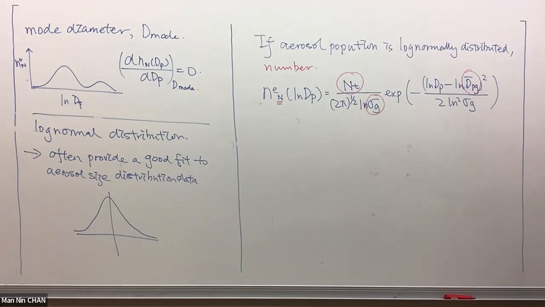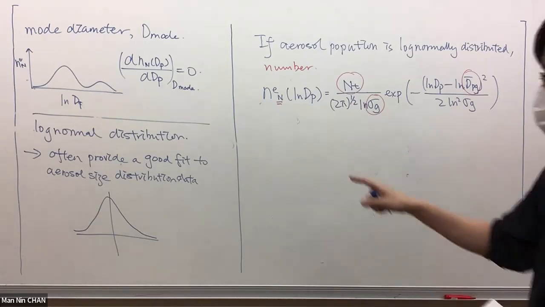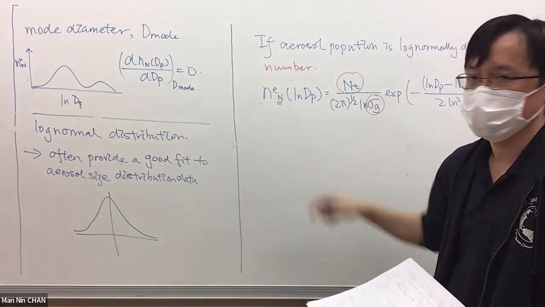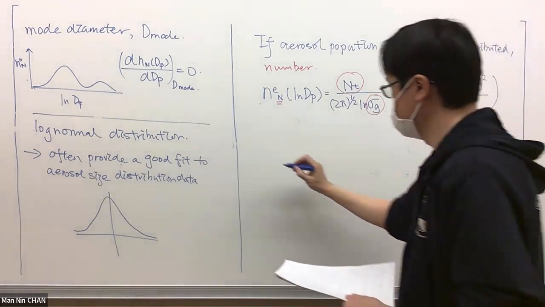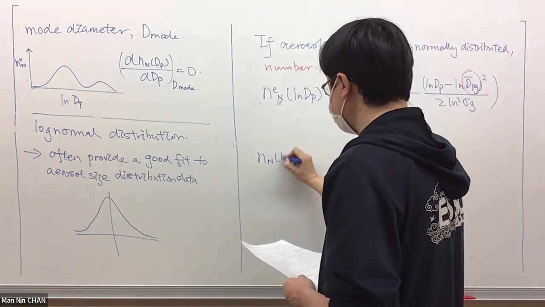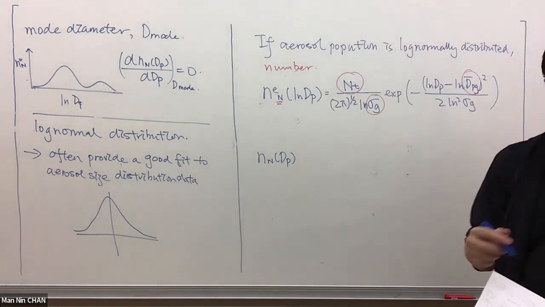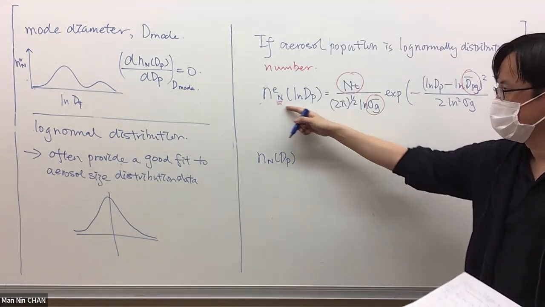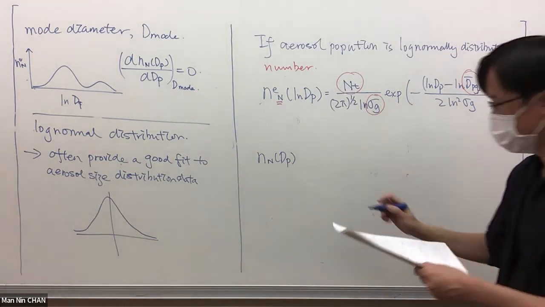One more thing: if you remember, we mentioned that your raw data is usually not in the log scale. But I want to show you another way to present your data, using just d_p, not in the log scale.